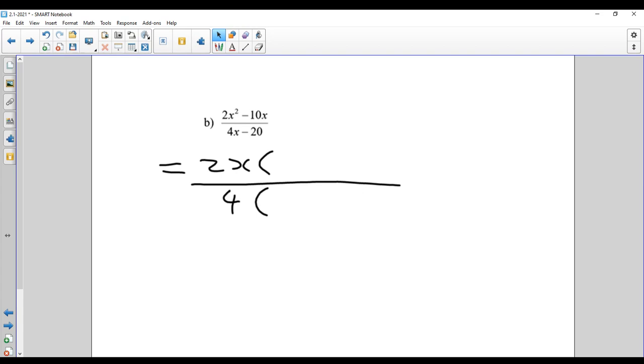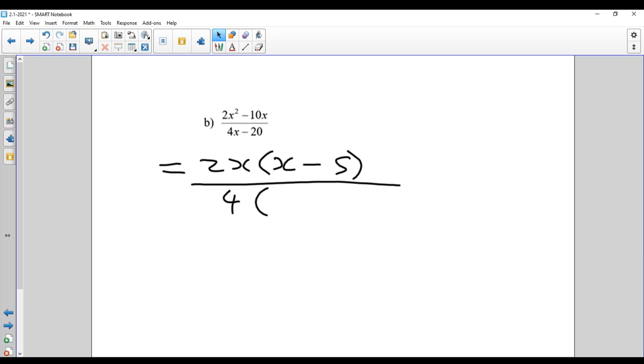Divide both of those by 2x. And we're going to put what you get inside the bracket because that's how you factor, all right? So divide it by 2x and tell me what you're going to get. You're going to get x. Well done. Thank you very much.